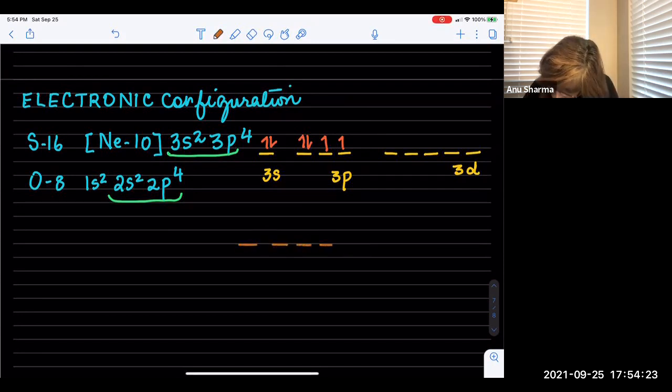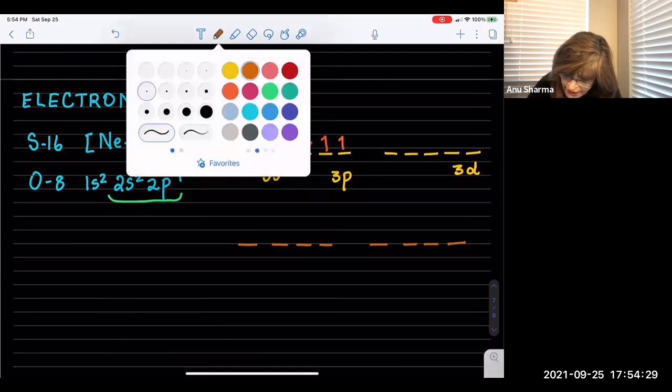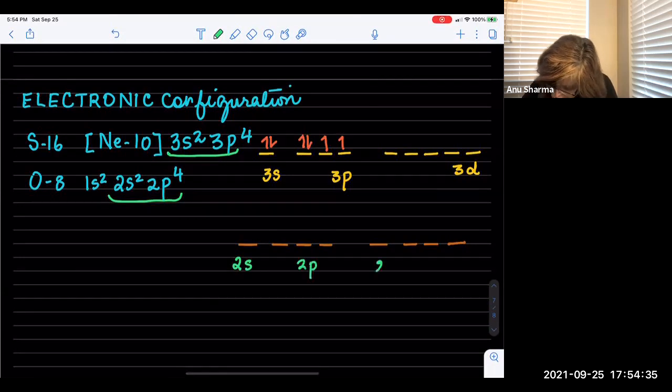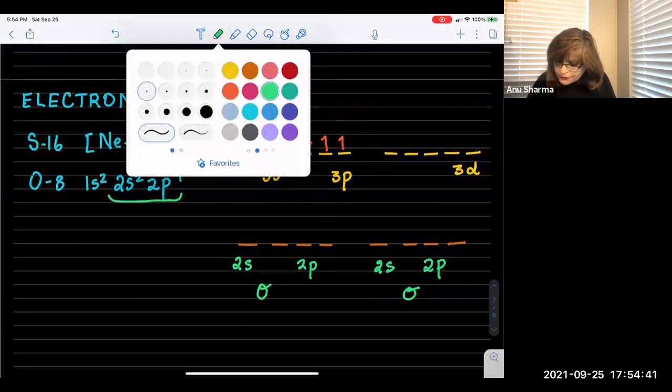And another oxygen comes. We are just doing the 2s2 and 2p4. So here is the 2s and 2p, and this is 2s and 2p. This is for oxygen, and this is for oxygen, and the upper one is for sulfur.